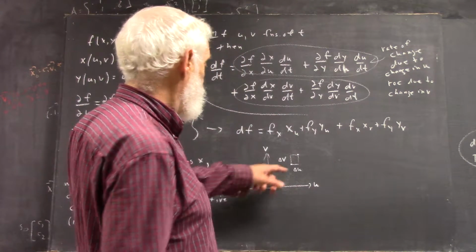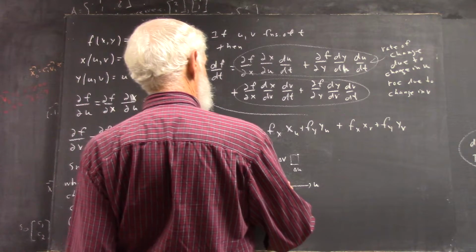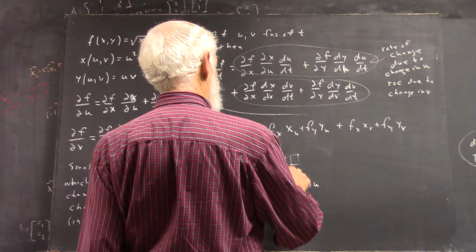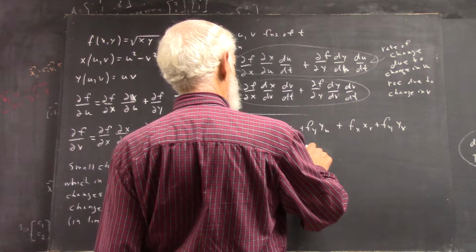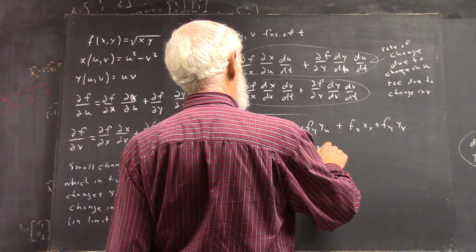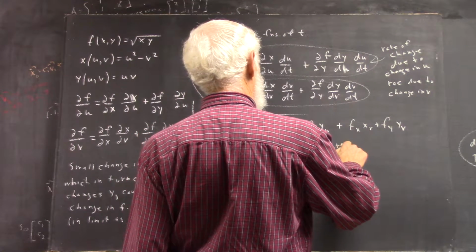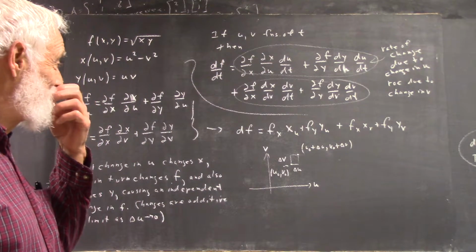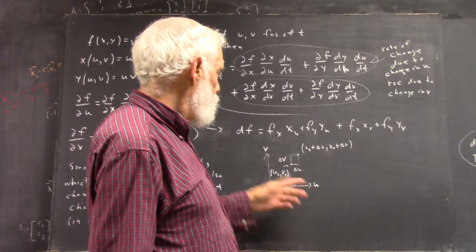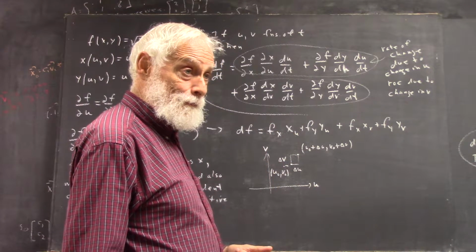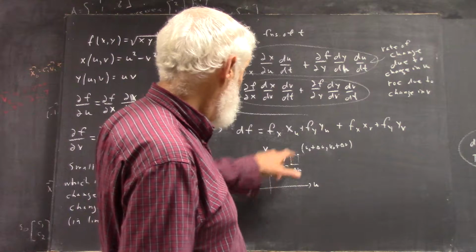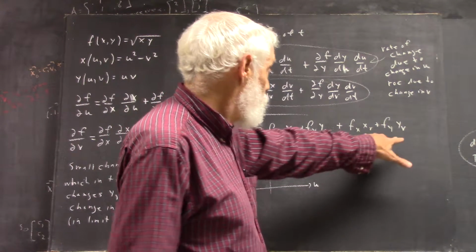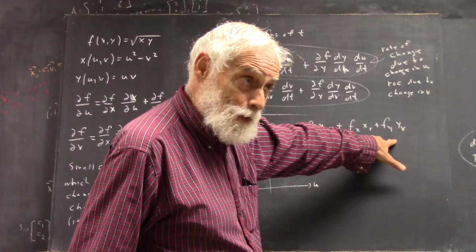So now, maybe we got, I don't want to put too much notation in this, but this point is u naught, v naught, so this point is u naught plus delta u, v naught plus delta v. Okay? So what's the change in f due to these two changes? Well, the change in f due to the change in u is this, and the change in f due to the change in v is this, right?